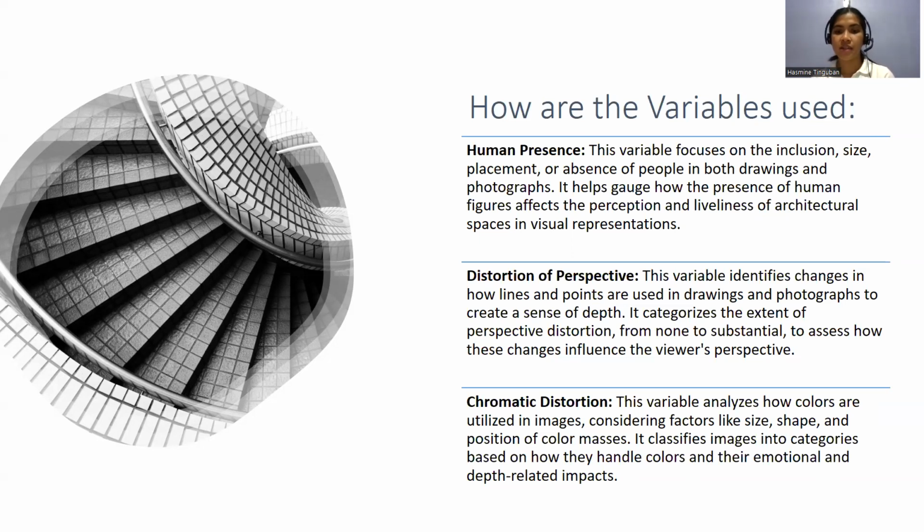Next we have chromatic distortion. This variable analyzes how colors are utilized in images, considering factors like size, shape, and position of color masses. It classifies images into categories based on how they handle colors and their emotional and depth related impacts.